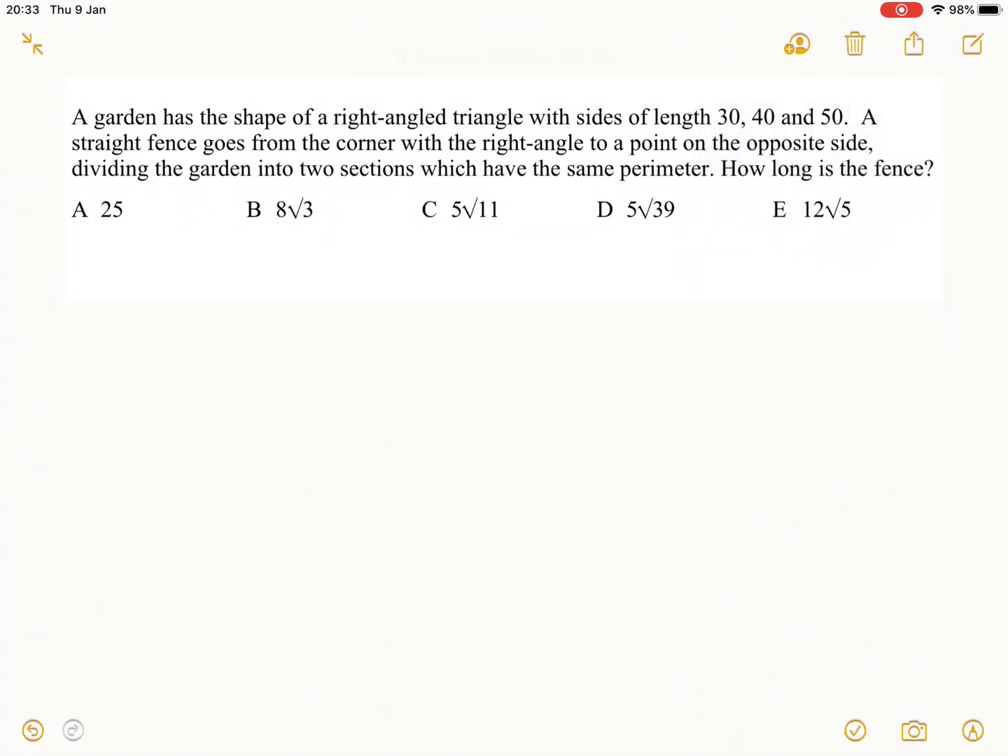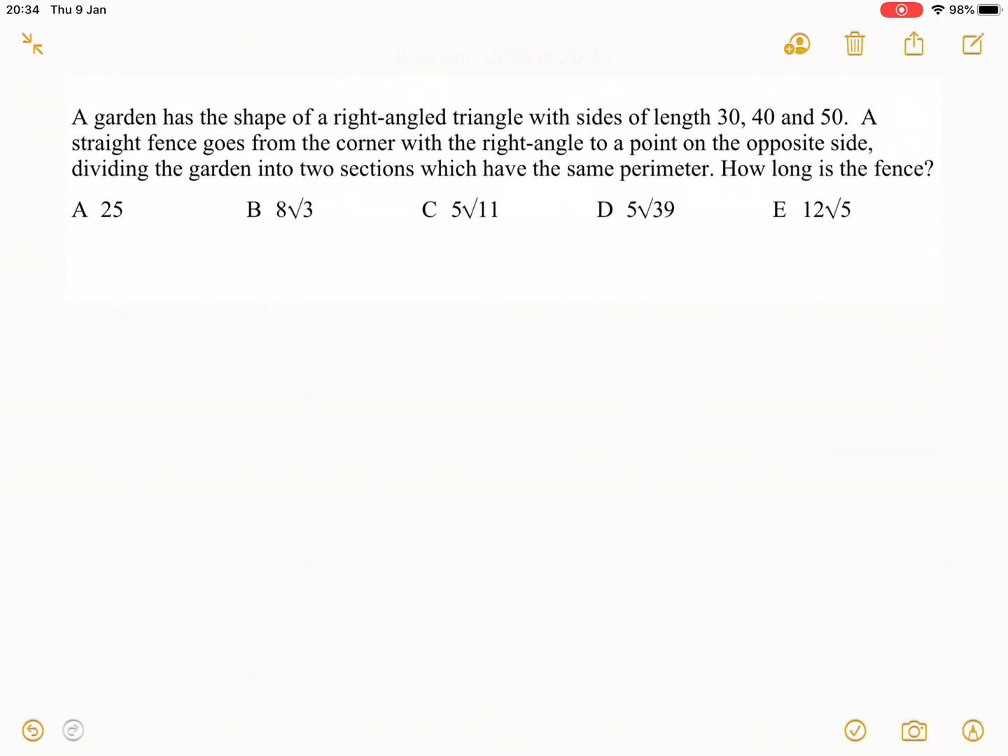Today we're doing another UKMT question. So the question is, a garden has a shape of a right angle triangle with side lengths of 30, 40 and 50. A straight fence goes from the corner with the right angle to a point on the opposite side, dividing the garden into two sections which have the same perimeter. How long is the fence?